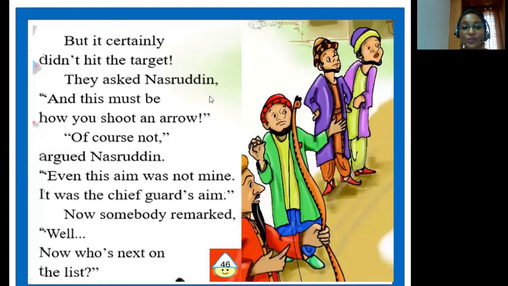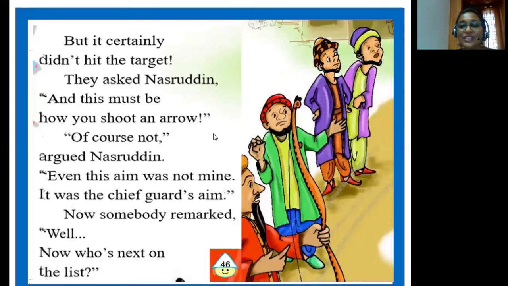They asked Nasruddin, "This must be how you shoot an arrow." The second time when Nasruddin missed the target, his friends had something to laugh about. So they pull his legs and ask him, this must be how he shoots an arrow. To this, Nasruddin replies, "Of course not," argued Nasruddin. "Even this aim was not mine. It was the chief guard's aim."